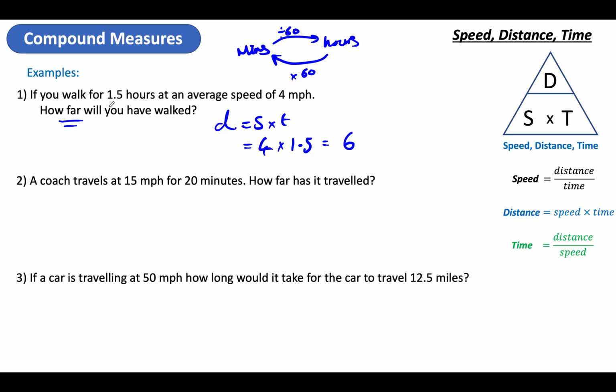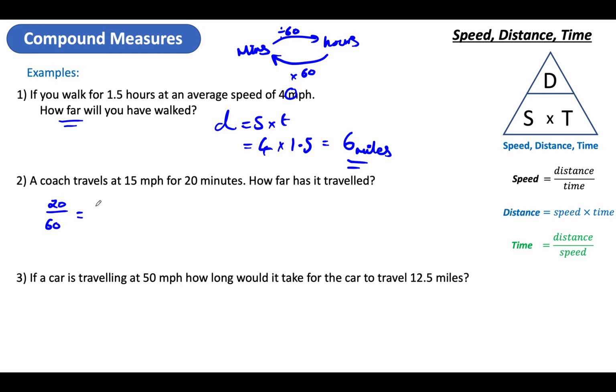But it's distance. What's my units for distance in the question? It's this thing, the M. It's miles. I wouldn't just write M because I think that's a bit confusing. It could be thought of as meters, so make sure you write 6 miles. A coach travels at 15 miles per hour for 20 minutes. How far has it travelled? Well, it's going quite slowly, for starters, but it's going for 20 minutes. Okay, I need that in hours, I think, so I'm going to change it to hours.